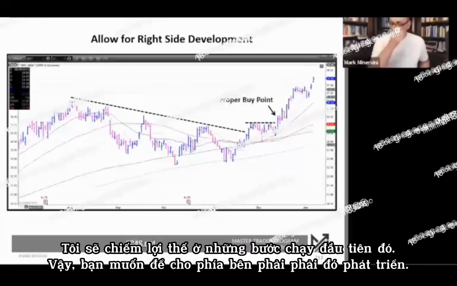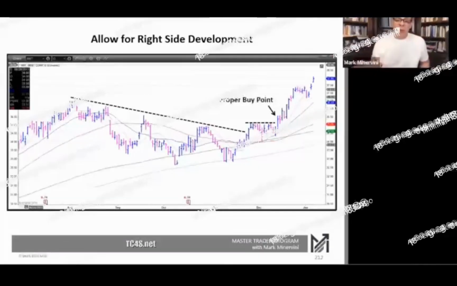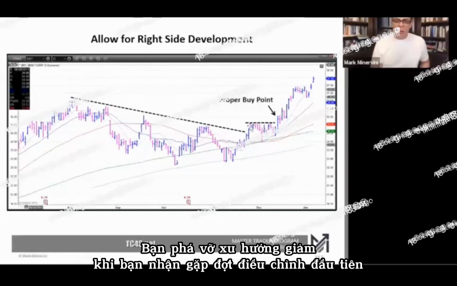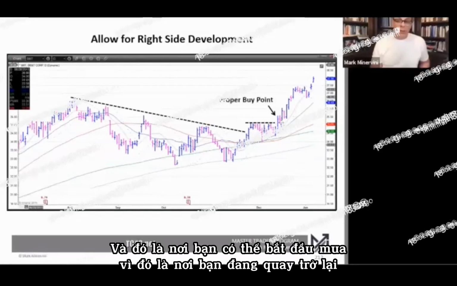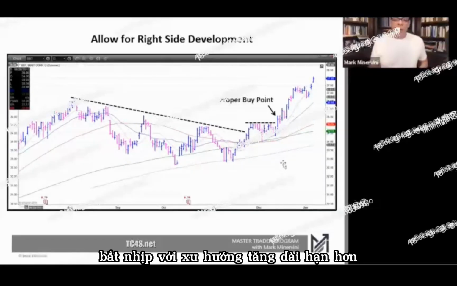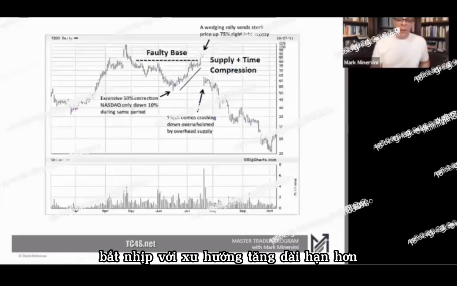So you want to let that right side develop. You've got that downtrend, you break the downtrend. When you get that first pullback after you break the downtrend, that's where you've made the turn. And that's where you can start buying, because now you're back in sync with the longer term trend.